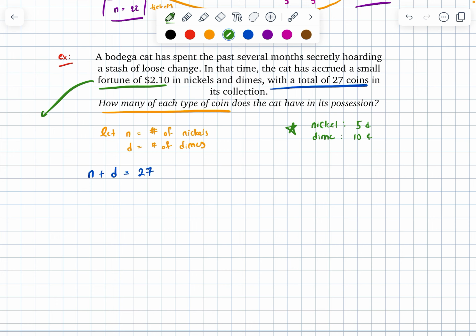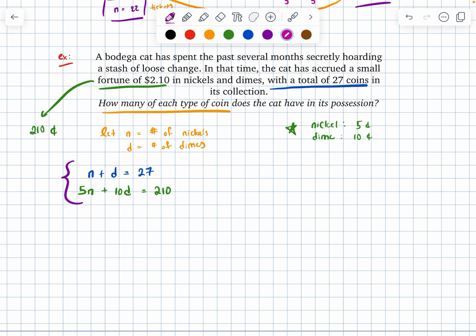Notice $2.10, I could think about that as cents as well. Well, $1 is 100 cents, so $2 would be 200 cents plus my 10 cents. This is equivalent to 210 cents. So with this information in mind, now I'm in familiar territory. I know that the value of 1 nickel is 5 cents, times the number of nickels that I have, that will give me the amount in nickels, plus, same logic, 10 times D for the number of dimes, right? That should give me 210 cents in total.